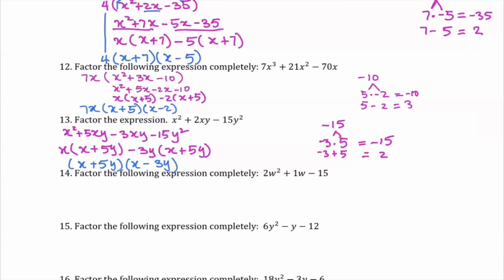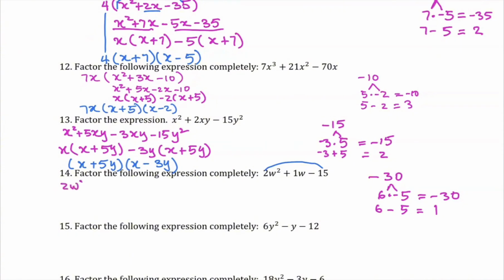Same scenario here. We will multiply 2 and negative 15. The coefficient of the squared term, the quadratic term, we would multiply it by the constant. That gives me negative 30. Two factors of negative 30 that the sum is 1 will be 6 and negative 5. When we multiply, that's negative 30. When we add, that is 1. So that works.